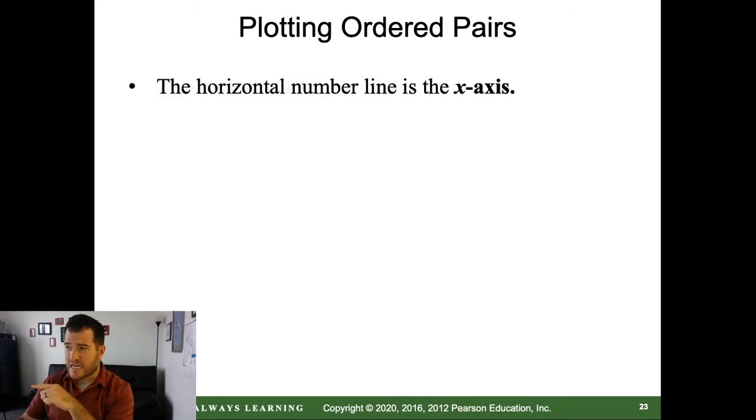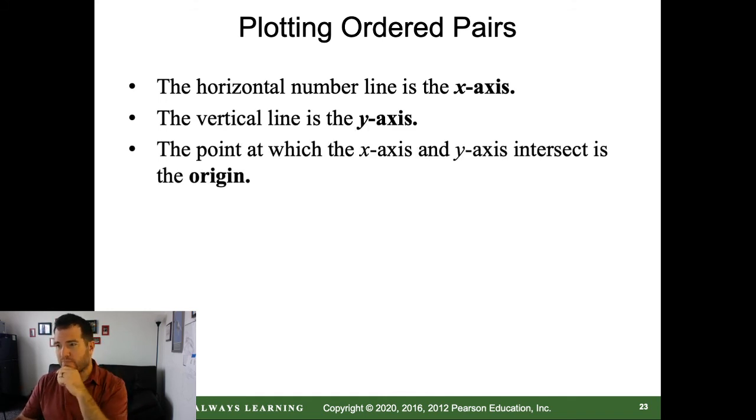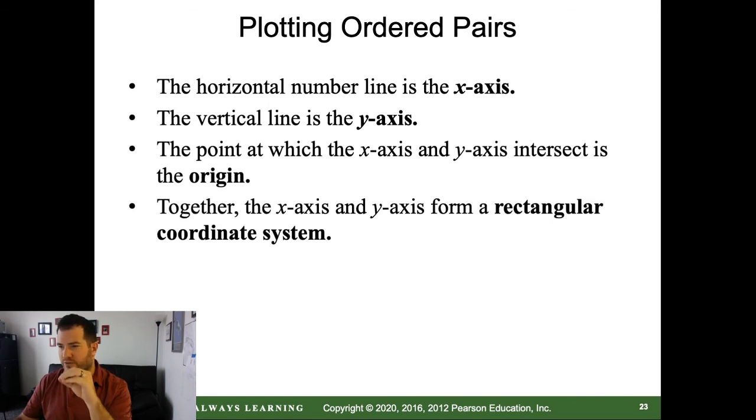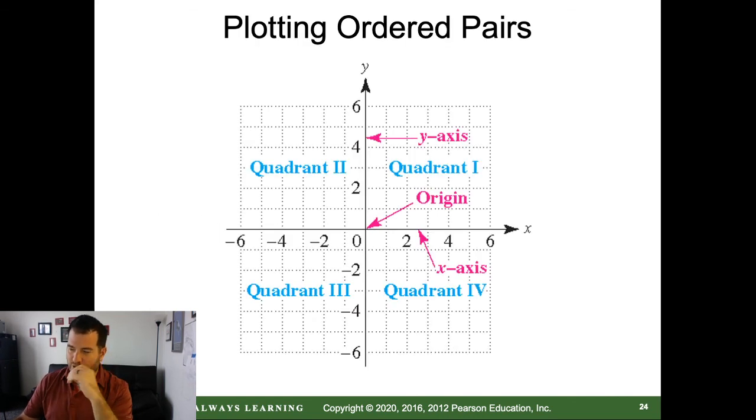So the horizontal line is the x-axis. So remember that. This is the x-axis. This is the y-axis, right? The point at the origin, right where they meet, and I'll show you a picture here in a second, is called the origin, right? So that's going to be the point 0, 0. It's going to have the ordered pair of 0, 0. And together they form what's called the rectangular coordinate system. So this is what we're looking at.